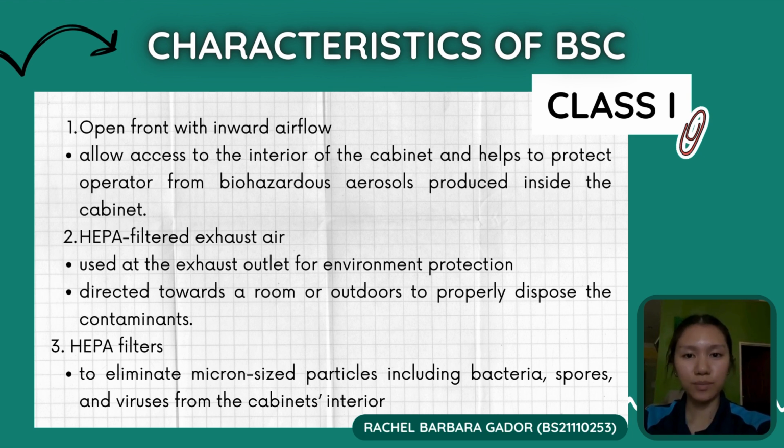So next, I will be explaining the biosafety cabinet for Class 1, 2, and 3. The first biosafety cabinet consists of an open front with inward airflow. This allows access to the interior of the cabinet and helps to protect the operator from biohazardous aerosols that are produced inside the cabinet. Next, biosafety cabinet Class 1 also uses HEPA filtered exhaust air at the exhaust outlet to protect the environment by directing the exhaust air towards the room or outdoors to properly dispose of the contaminants.